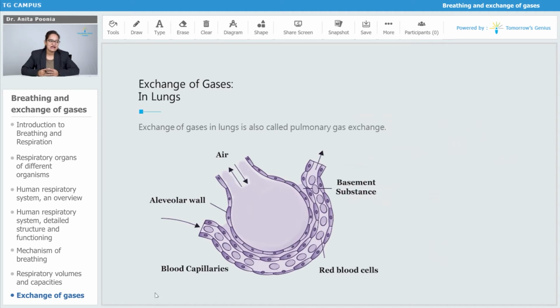Exchange of gases in the lungs is also called pulmonary gas exchange, students. And herein you can see a diagrammatic image wherein you can see the gas and the basement substances, the red blood cells, the blood capillary, and the alveolar wall. And can you see how thin the alveolar walls are? The thin alveolar walls facilitate proper and easy diffusion of gases through them into the blood.